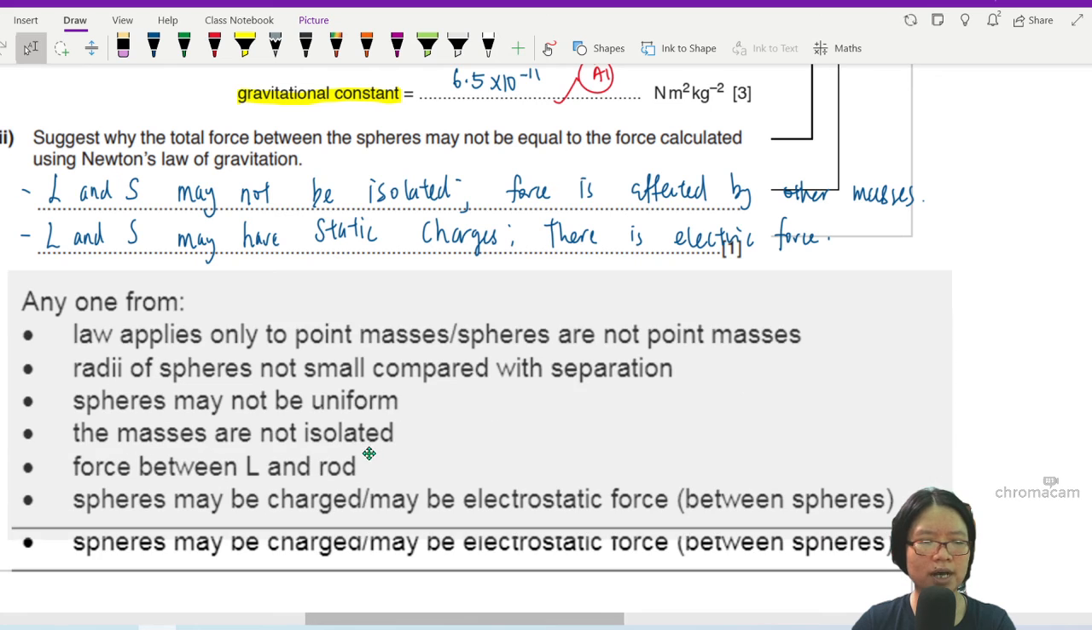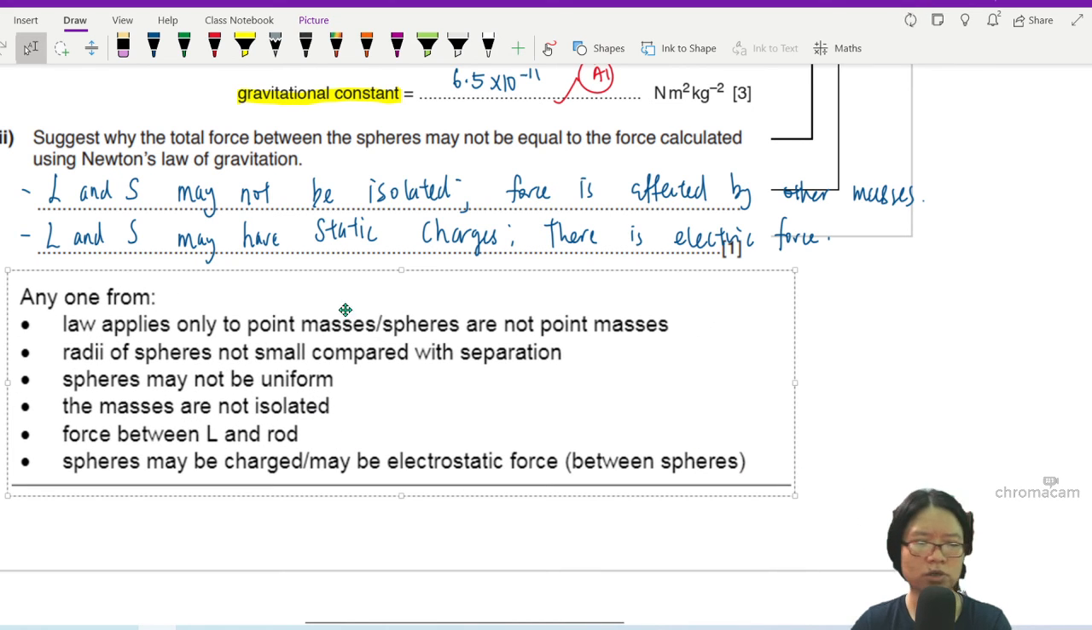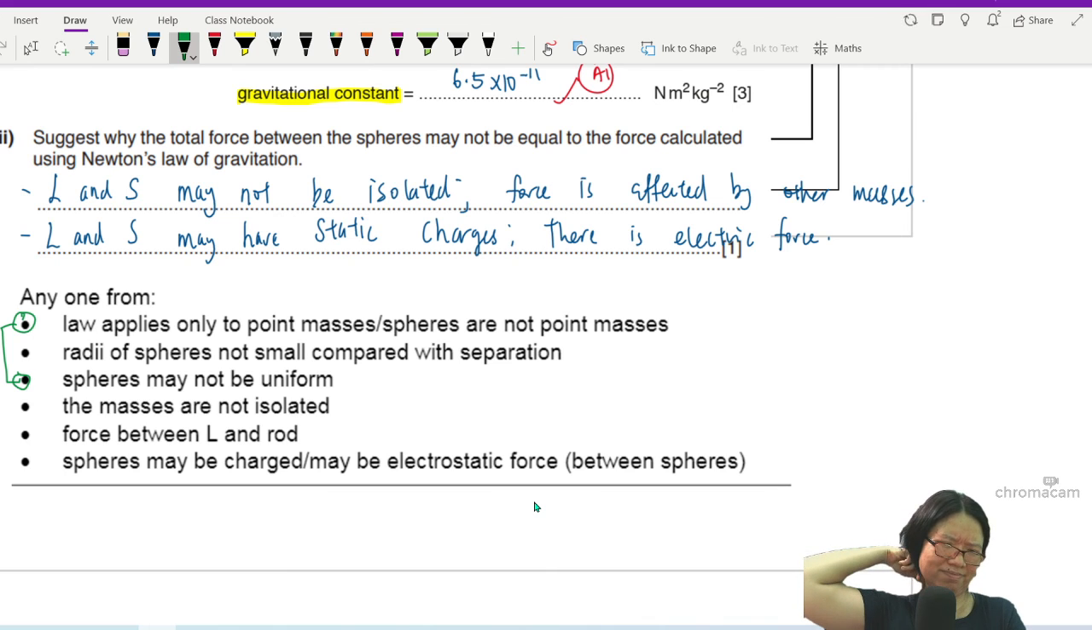The law only applies to point masses and the spheres are not point masses. Okay, sure, because the sphere may not be uniform. So I think these two carry the same meaning. The second problem is you could say the radius of the sphere is not small compared to the separation. Okay, I prefer this one. The masses are not isolated.